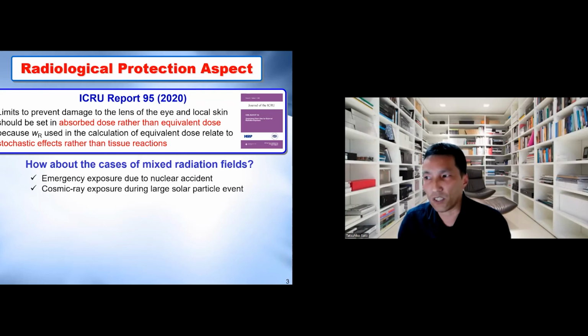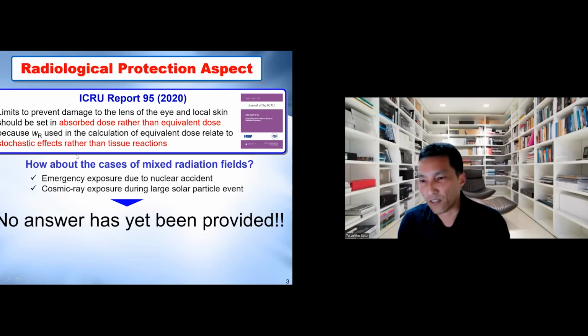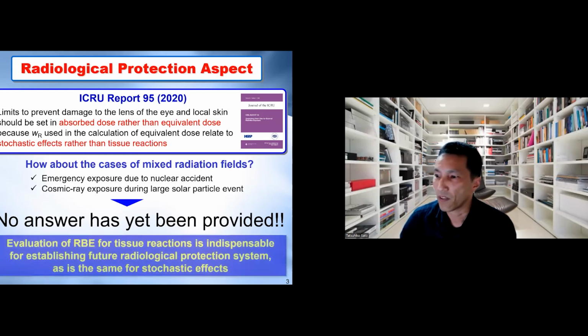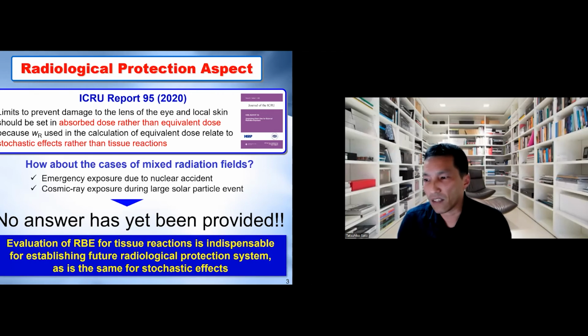I fully agree with this, but how about the case of the mixed radiation field? Such as emergency exposure due to a nuclear accident or cosmic ray exposure during a large solar particle event. So far as I know, no answer has yet been provided. I think the evaluation of RBE for tissue reaction is indispensable for establishing a future radiological protection system, as is the same for stochastic effect.